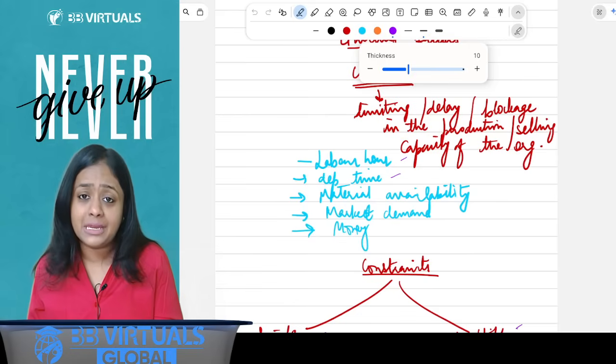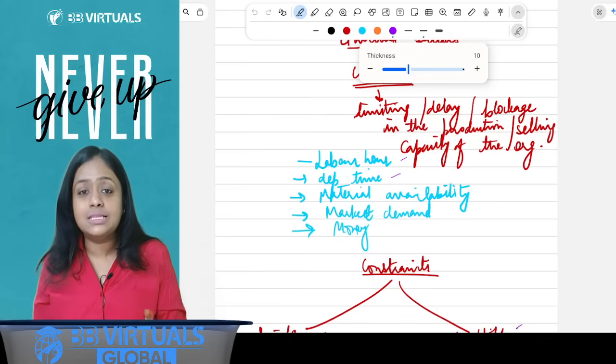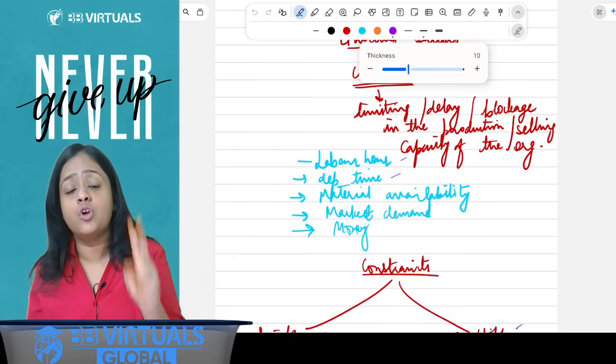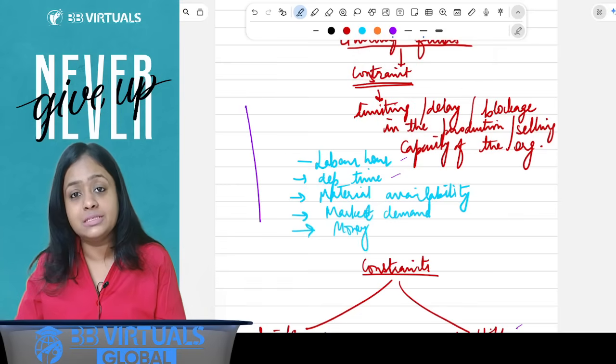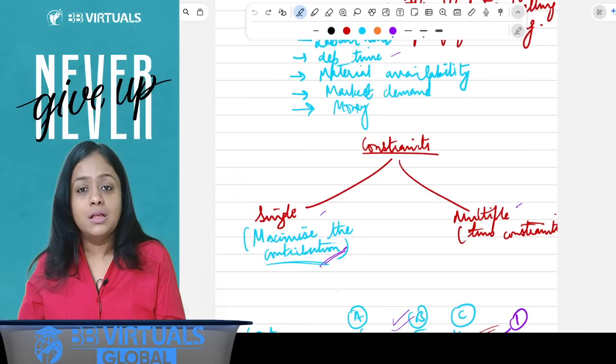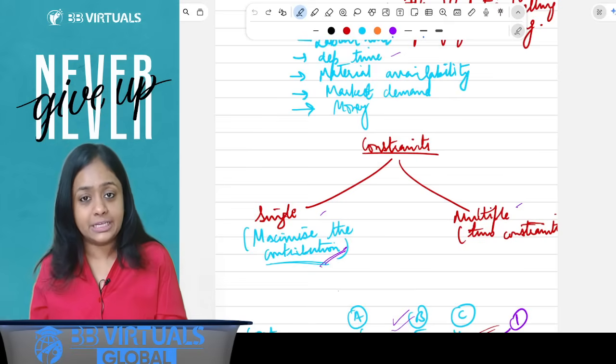Then of course money or funds availability can also be a constraint. So now in this limiting factor analysis, we generally talk about two types of constraints. One is a single constraint and another one is a multiple constraint. But in your syllabus, we just have two constraints only in the multiple category as well.